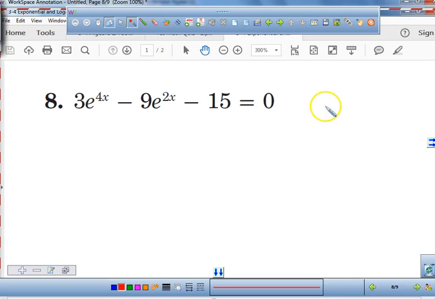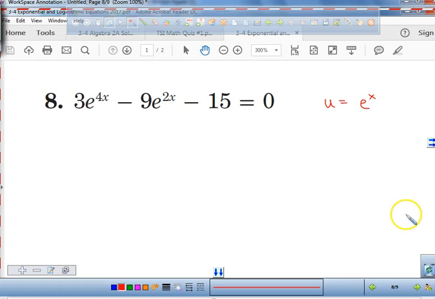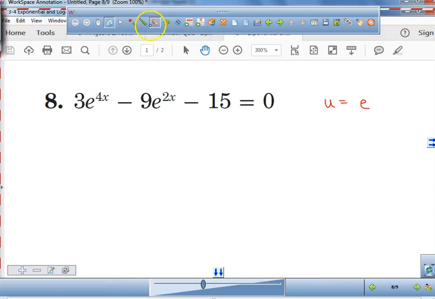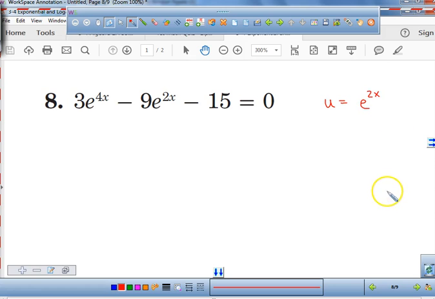We're going to do a little twist, all right? The last time, what did we say u was equal to? We said u was equal to e to the power of x. This time, we're going to do a little wrinkle. We're going to say u is equal to e to the power of 2 times x. I'm going to explain why we're going to do that.